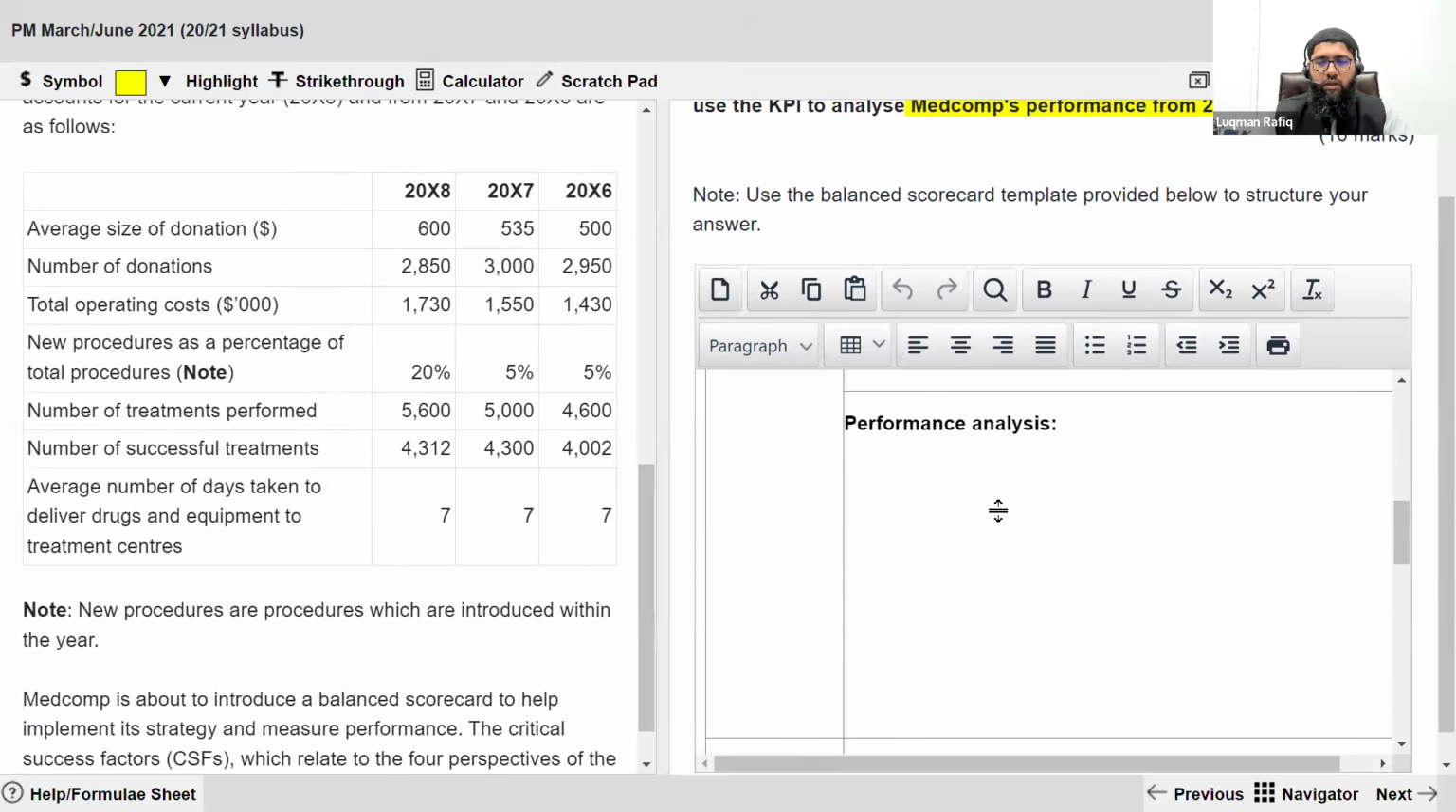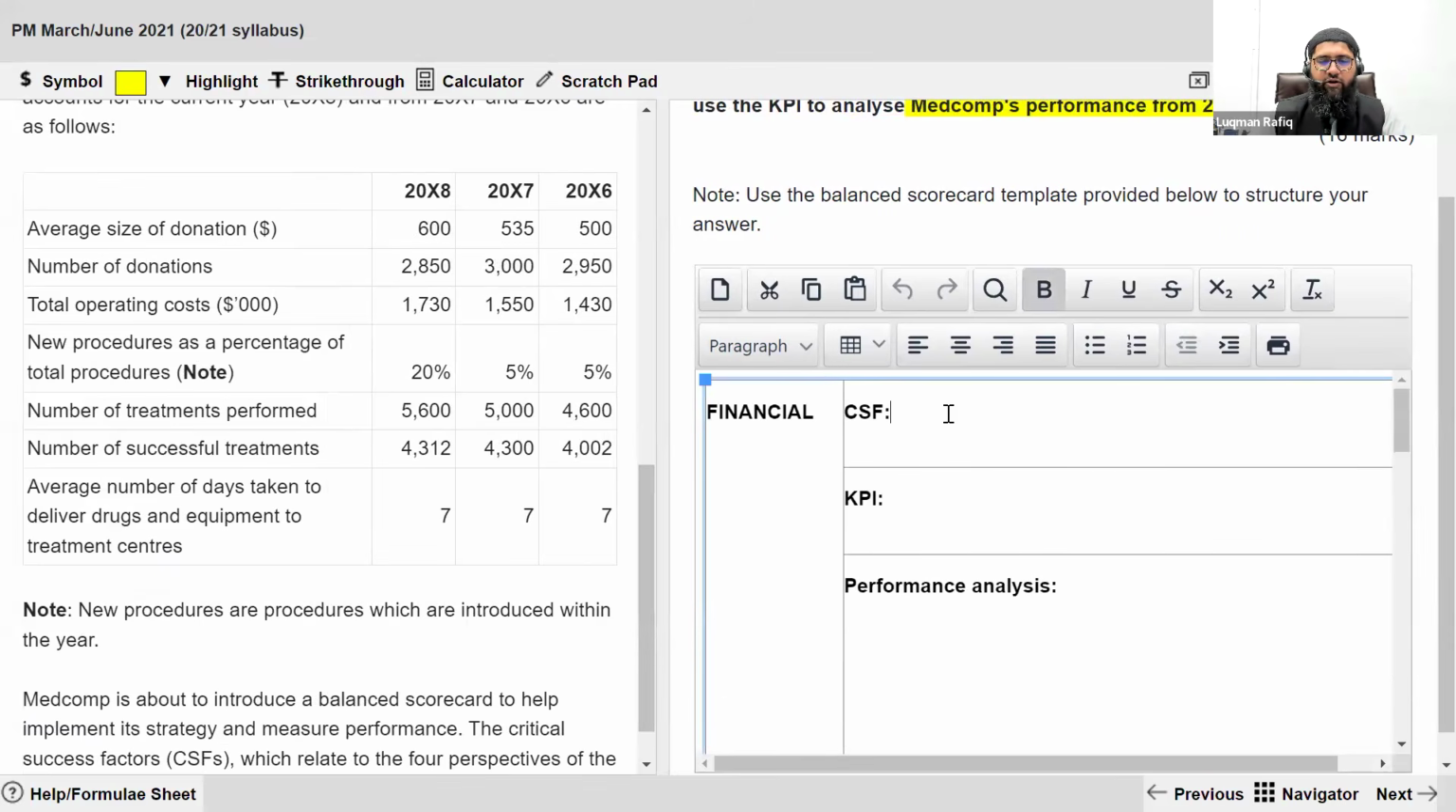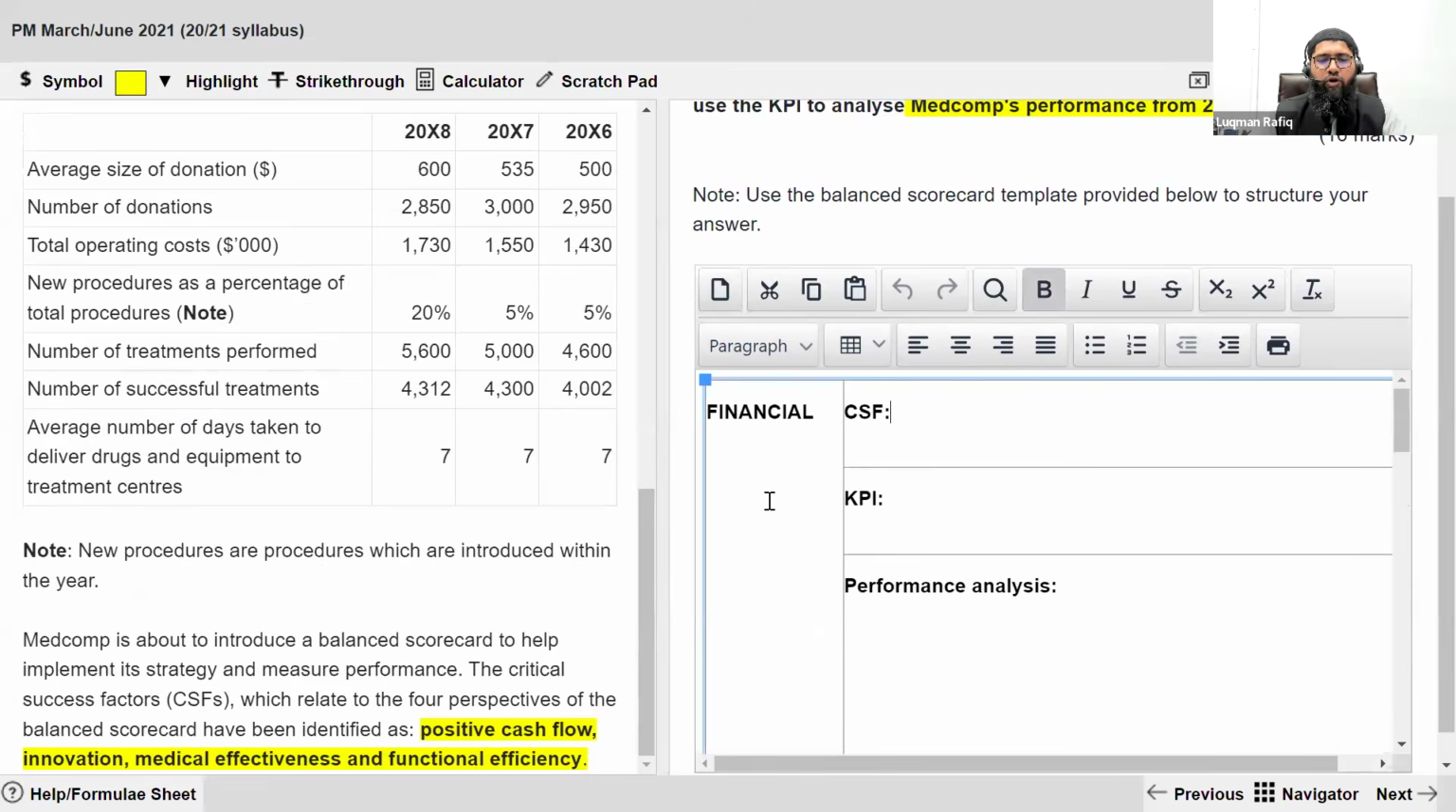Now, how are things going to be? Let's try to understand. We have four critical success factors. What is a critical success factor? These are those things which you have to do in order to make sure that you are able to achieve your mission. It says positive cash flows, innovation, medical effectiveness, and functional efficiency.